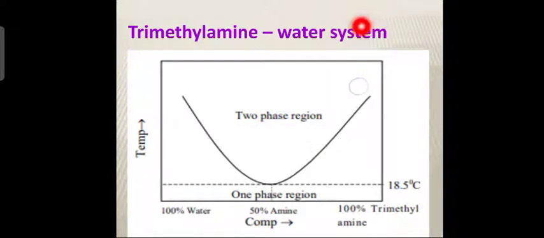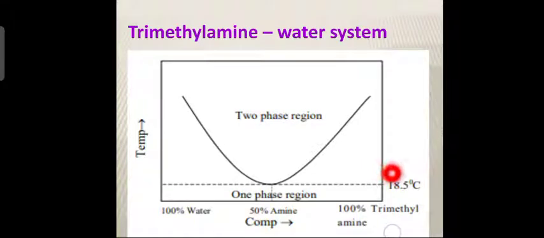Trimethylamine water system. So this is the graph showing the variation of miscible temperature and composition for the trimethylamine water system. So this is the reverse of the phenol water system graph. That means the miscible temperature goes on decreasing. That means mutual solubility increases, reaches a minimum, and then it increases. Within this curve you have the two phase region, and below this you have the one phase region.